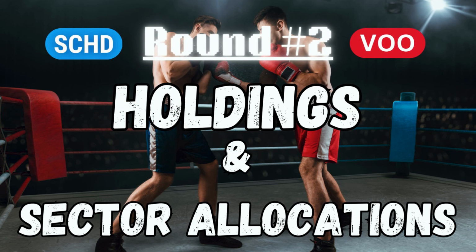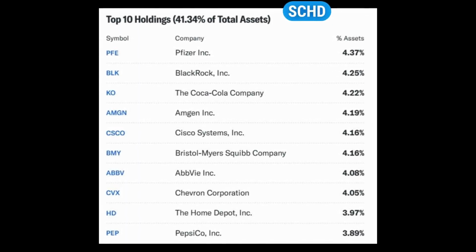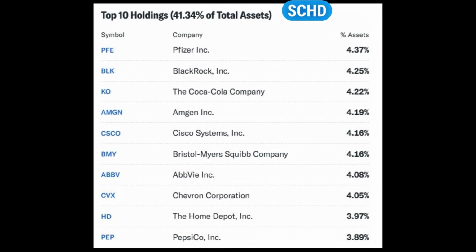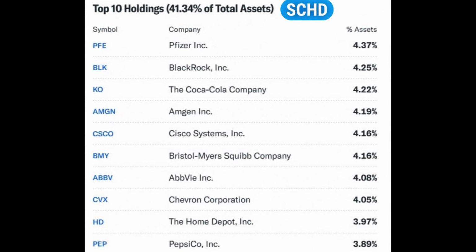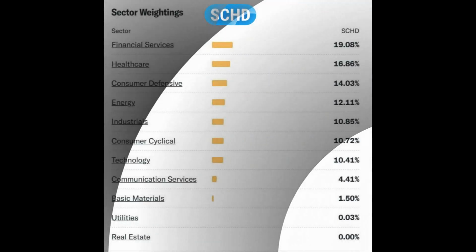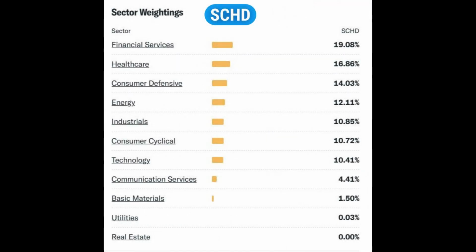Now let's examine what each fund holds and their sector allocations. Taking a look at SCHD's top 10 holdings, we can see they make up 41.34% of total assets and include companies like Pfizer, Coca-Cola, Cisco, AbbVie, the Home Depot, and PepsiCo, among others seen here. Looking at the big picture sector weighting, we can see that SCHD predominantly invests in sectors like financial services, healthcare, consumer defensives, energy, and others seen here, focusing on companies with robust dividend histories.